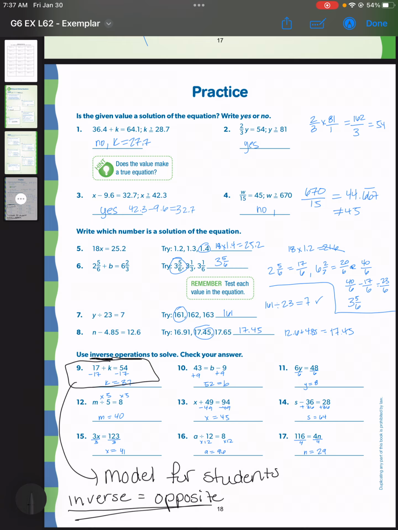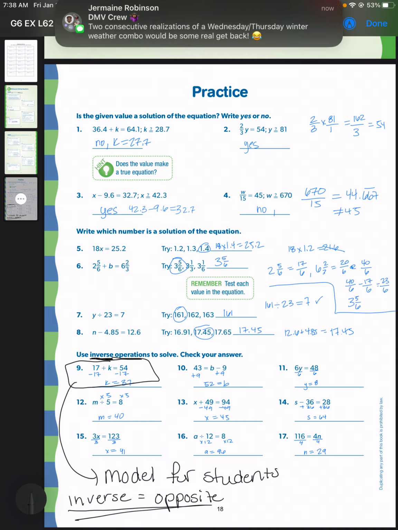So you'll ask, if we're adding, what's the inverse of addition? You want to hear subtraction. What's the inverse of subtraction? You want to hear addition. You'll do the same for multiplication and division. And then you want to model question 9. I see 17 plus k equals 54. In order to solve this, I need to use inverse operation, so I'm subtracting 17 from both sides. And you want to use here, what I do to one side, I do to the other. So I subtract 17 from 17 and from 54 to get my answer. Modeling that for students is going to set them up for success for questions 10 through 17.